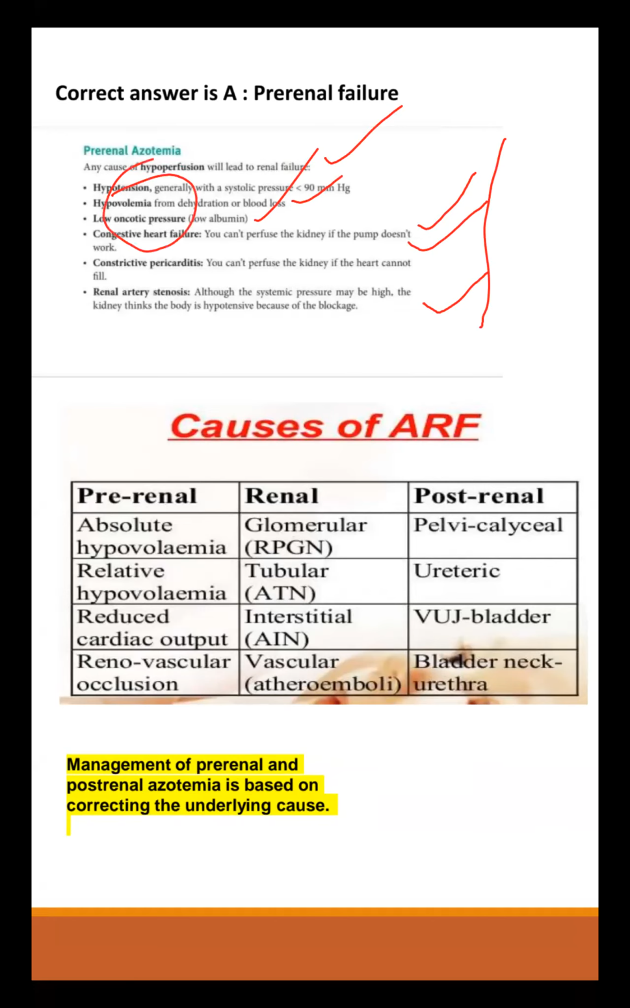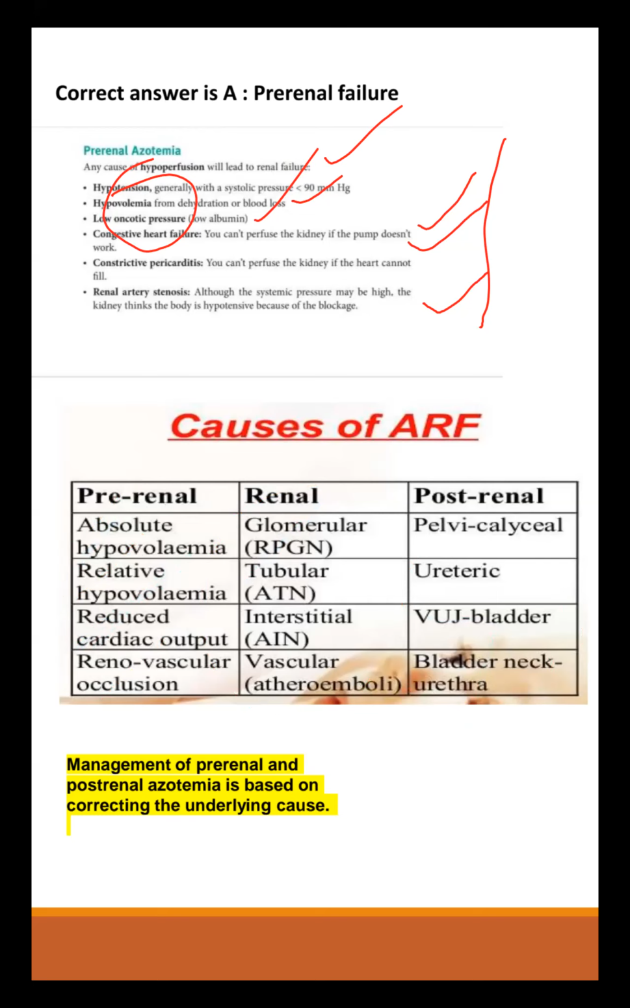So prerenal causes: absolute hypovolemia, relative hypovolemia, reduced cardiac output, renovascular occlusion. Renal causes, as Dr. Donila said, glomerulonephritis, but there's no renal pathology. The patient has BPH, benign prostatic hypertrophy. Post-renal causes involve the ureteric-vesical junction, bladder neck, urethra. There's no abnormality there, so we have to know the anatomy. If we know the anatomy, we can find out what is going on.